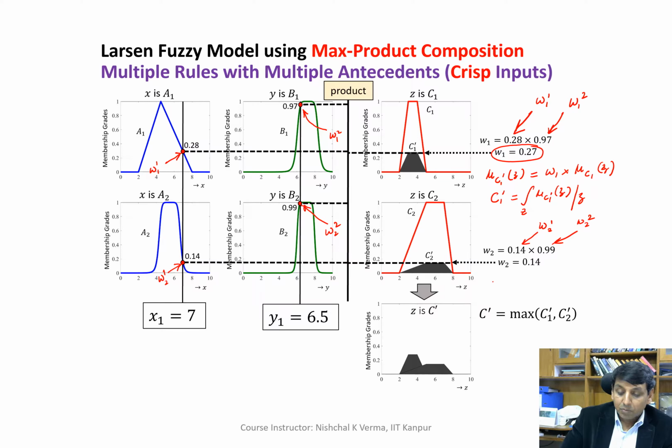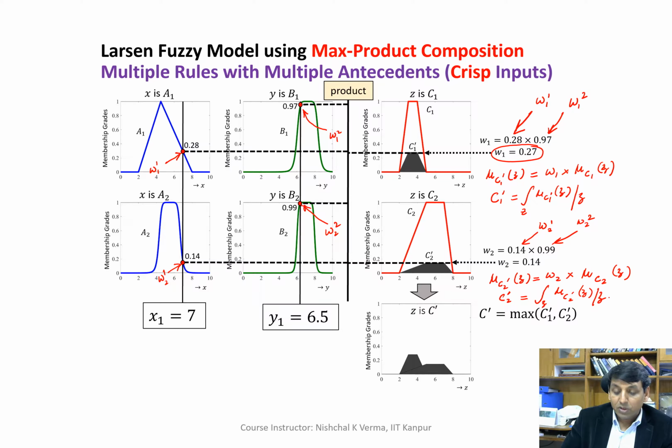Similarly, the membership function of C2 dash is going to be W2 multiplied by mu C2, the membership function of C2 Z. So this C2 dash will be nothing but mu C2 dash Z oblique Z. So this is how we can get the membership value and the fuzzy set.